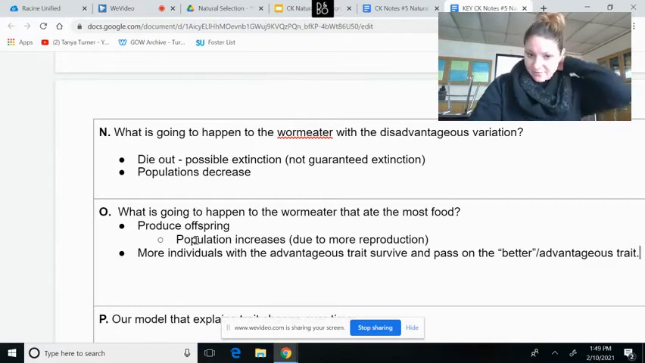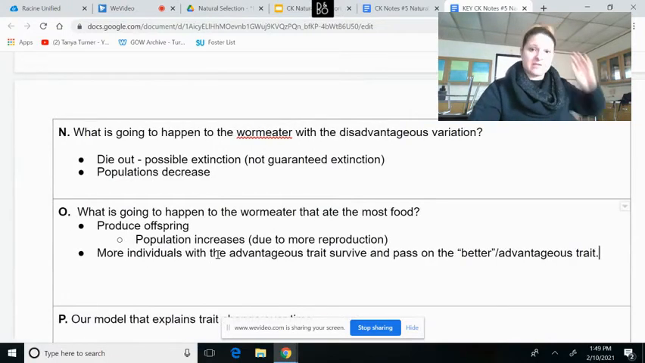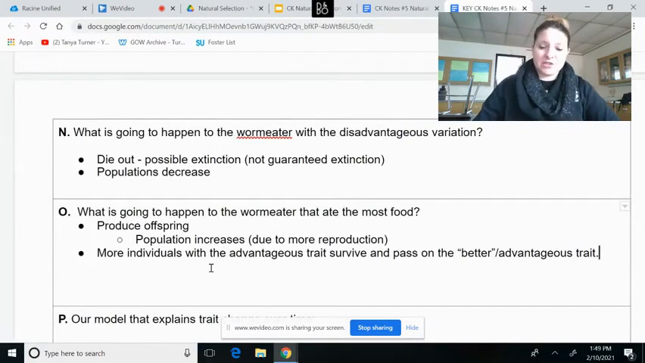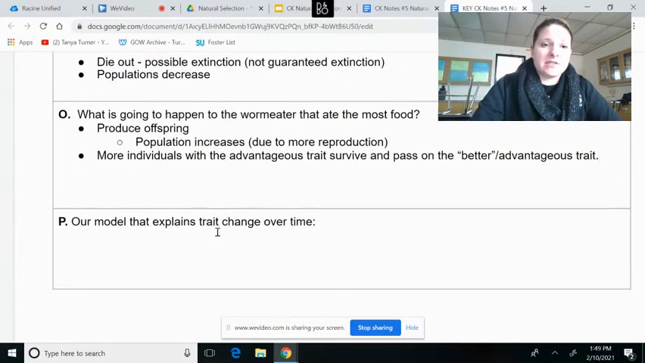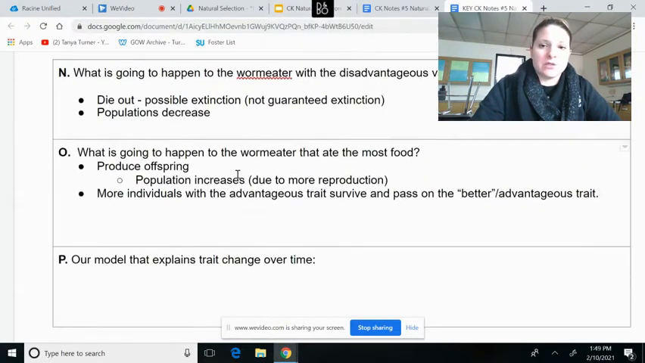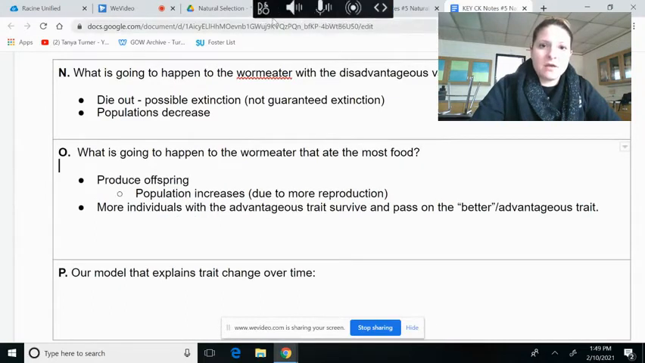All right, so I have the whole lab there. So more individuals with the advantageous trait survive and pass on that better or advantageous trait to their babies. Okay, I think we have one more box here. And let me just make sure we are following along in our notes and I'm not missing anything.